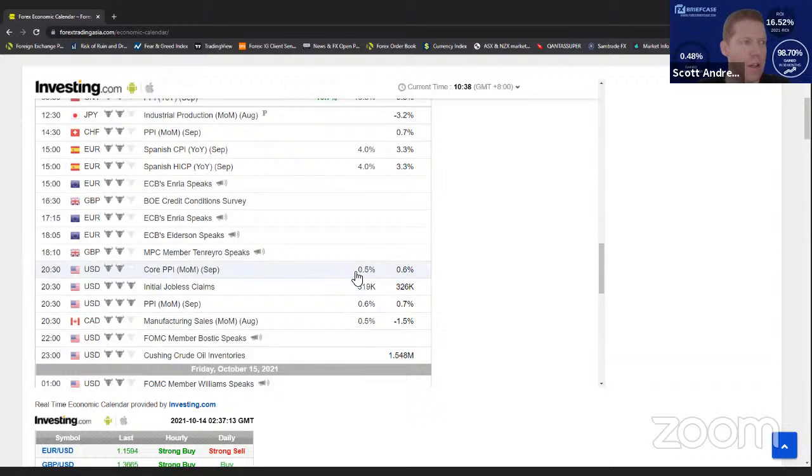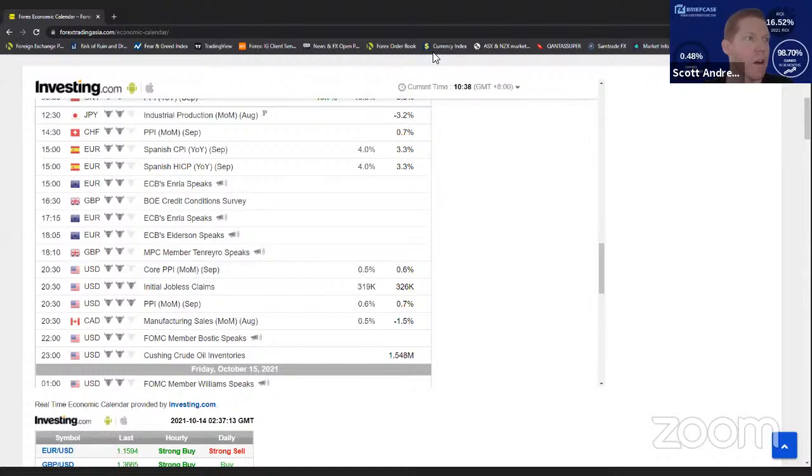So if this is elevated, it just means that there are more expenses with producing things, in simple terms. So if that does exceed expectations, it's just adding to that narrative of this asset purchasing taper having to happen sooner rather than later.